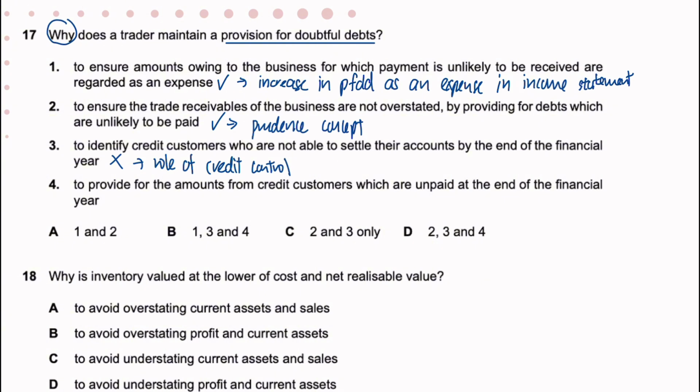Option 4, to provide for the amounts from credit customers which are unpaid at the end of financial year. This is not it, because it says unpaid, it's not likely to be unpaid, so this is referring to irrecoverable debts, which is not relevant. Answer is A.